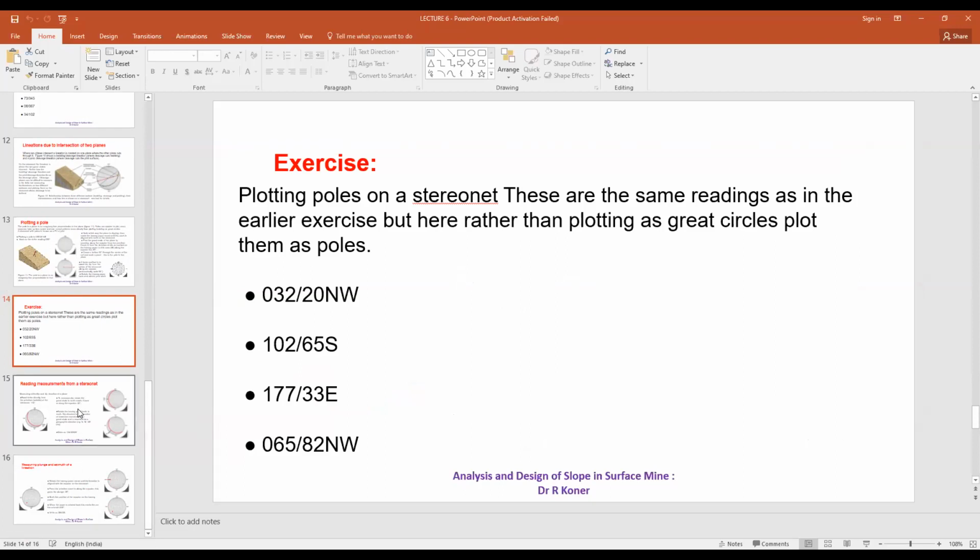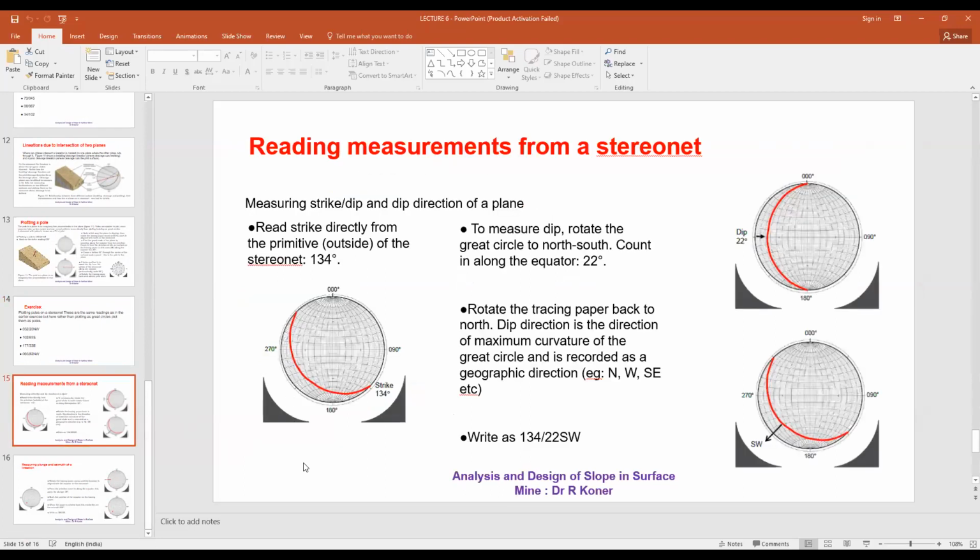Now I have already shown you how to read measurements from the stereonet great circle. This is a given one. If I ask you to find out the orientation of the plane from this plot, what will you do? So this is the line being drawn. Along the primitive, we will count 0, 90, 100, 134 here. So strike is 134.